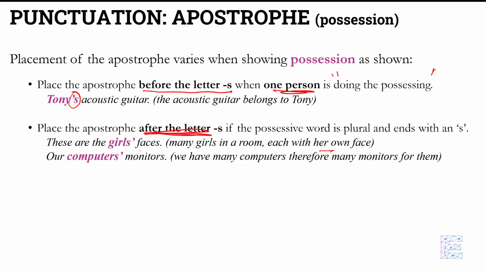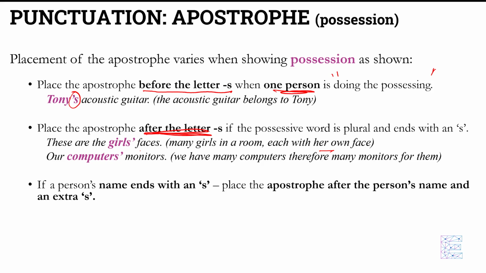Okay, so what if you have a person whose name ends with the letter S? What do you do then if you want to give them possession of something? It's a good question, a very common question, and a frequently missed one. So to clarify and make sure that you never miss these in the future, this is what we're going to do. If the person's name ends with an S, you always add an apostrophe and an extra S after that person's name. An example: Silas owns a lunchbox.